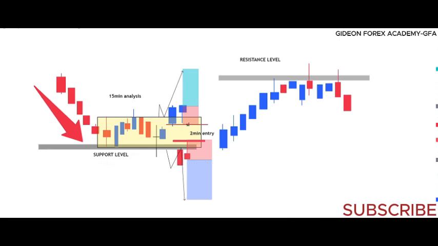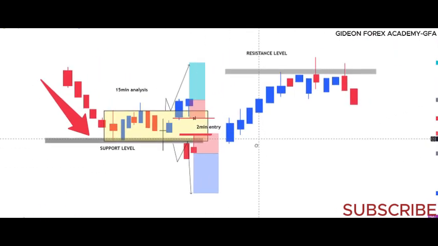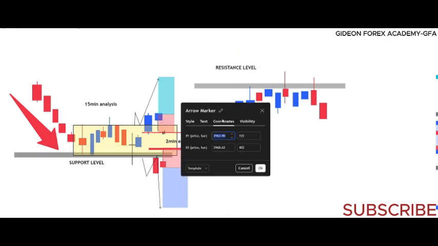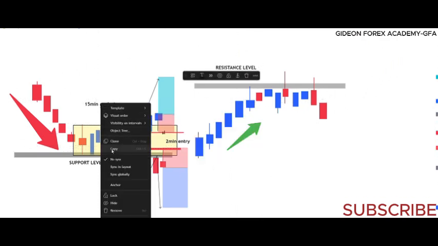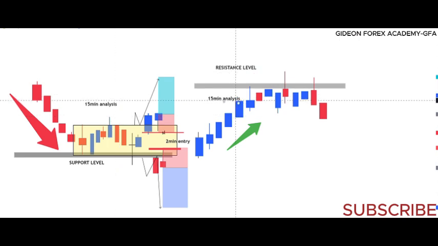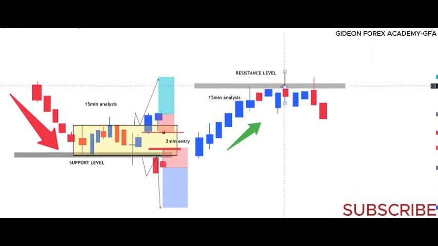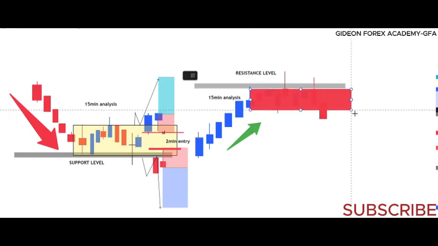Let's say in your 15 minutes time frame, the market is going all the way to the upside. At the resistance level you find a reaction like this. This is now a resistance level. You find a reaction forming like this, reduced momentum to the upside, and then you find a consolidation happening, a kind of consolidation like this.